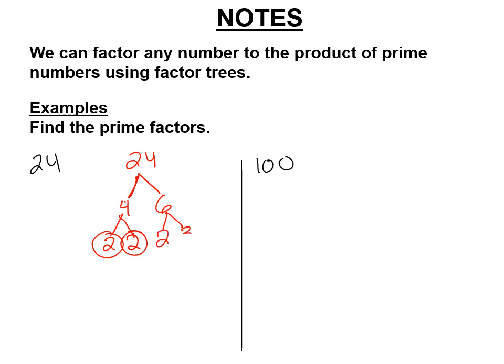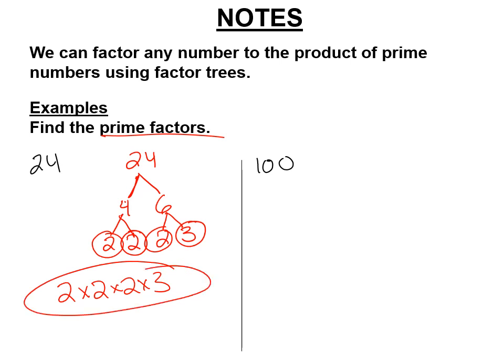Oh, 2 times 3. So the prime factors, we're going to write it this way: 2 times 2 times 2 times 3. If you multiply that all together, that will make 24. Okay, so that's how we're going to write it. You just multiply together the bottom of the tree.